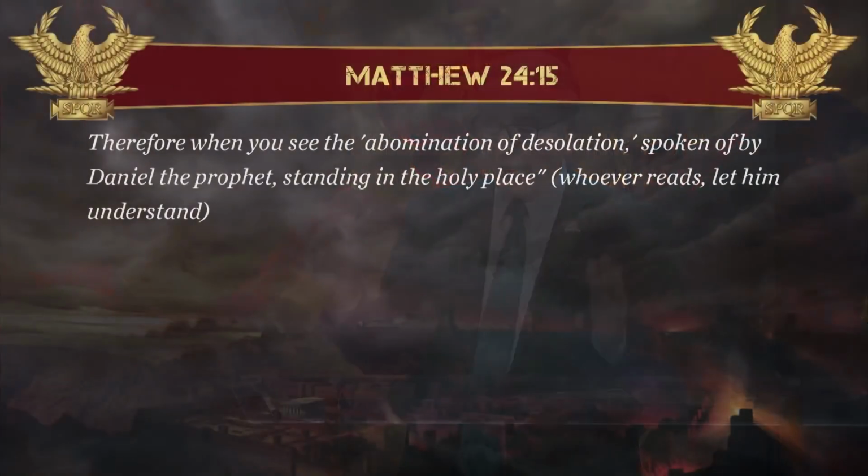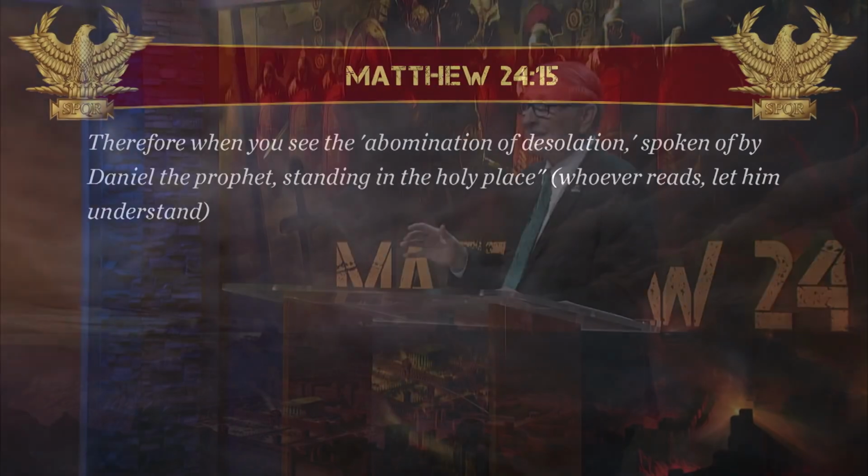Let me give you one more example from Matthew chapter 24, where it's important to compare the other two Gospels. Notice Matthew chapter 24 and verse 15. This is referring to the abomination of desolation. Jesus is speaking: "Therefore, when you see the abomination of desolation spoken of by Daniel the prophet standing in the holy place," so notice, the abomination of desolation is standing in the holy place, "whoever reads, let him understand." Now, Mark phrases it a little different.